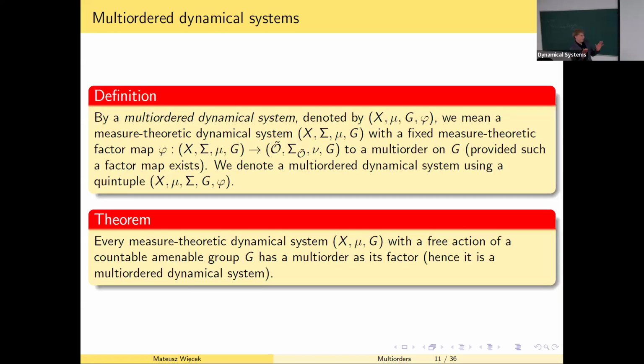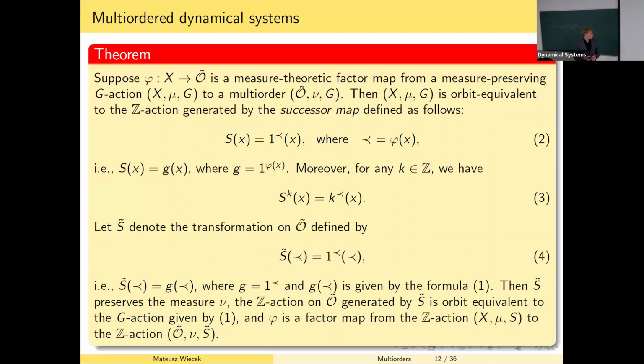So there is a very interesting property of multiorder dynamical systems. Namely, they are orbit equivalent to a very specific action of Z, which is defined by iterates of the so-called successor map. If we have a multiorder dynamical system, so a system (X, μ, G) which factors to some multiorder, then this system is orbit equivalent to such a Z action, generated by the so-called successor map, defined this way: S acting on x is the same as the transformation by the element g which corresponds to the direct successor of the unit in the order associated with this element x.